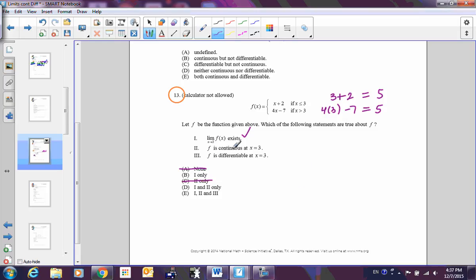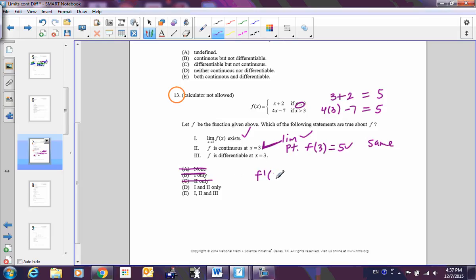Okay, so is f continuous? So remember with continuity, you needed the limit, check. You needed a point. Now because there's a little or equal to here, we already know that f of 3 is 5. Okay, because of the or equal to, that told us that. So we have the point and they're the same. So I have everything I need. So big check next to continuous. So 1 and 2 are true, so it can't be B. Now we just got to figure out, is 3 true?